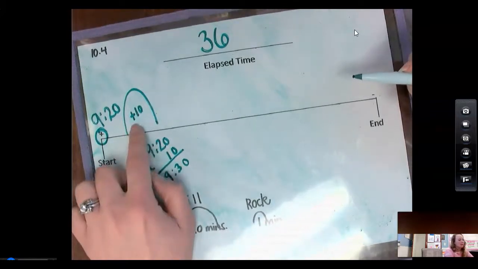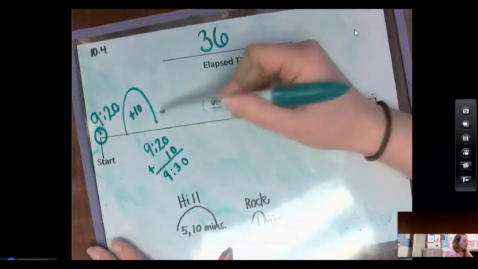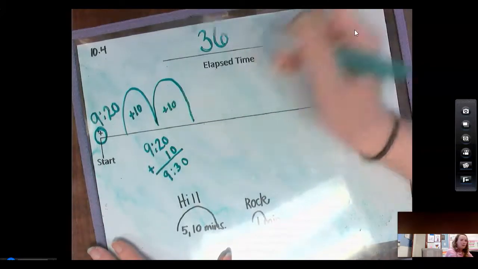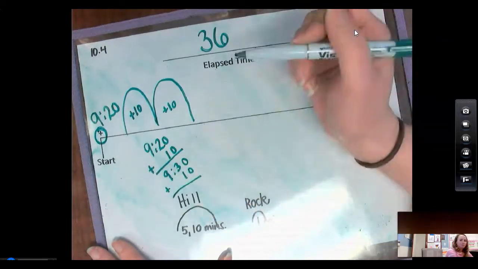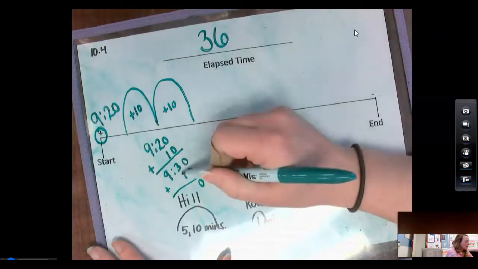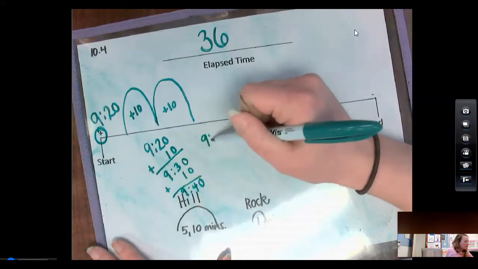I've only used 10 minutes of my time. So what should I do? Well, I have to go to 36. I think the best thing to do is do another hill of 10. Okay, so I'm going to do another hill of 10. That's another hill. 0 plus 0 is 0. 3 plus 1 is 4. Drop my 9. I'm at 9:40.